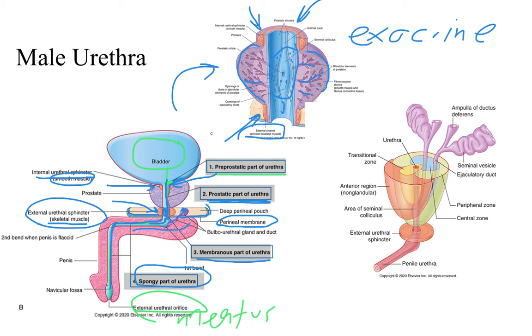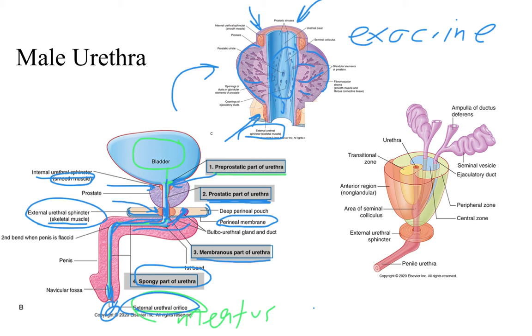Until it gets to the opening, the external urethral orifice, where the contents can be released. Now, if it's coming from the bladder, of course, it's going to be urine that's released. But if it's coming from the prostate, bulbourethral glands, seminal vesicles, and testes, then it would be semen that's being ejaculated. And those are two completely separate processes that we'll talk about how they happen in physiology.